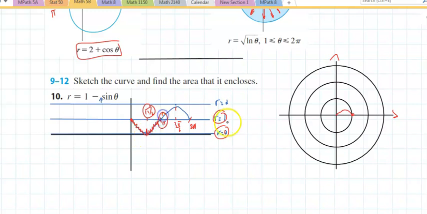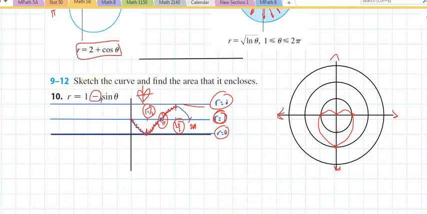By the time I hit pi, I am at 1 again. There's pi and there's 1. It keeps on increasing. By the time I hit 3 pi over 2, I know that r equals 2. There's 3 pi over 2 and there's 2. The grid will be provided on the exam. And we know it's going to go back. We knew this was a heart shape wrapped around the negative y-axis.